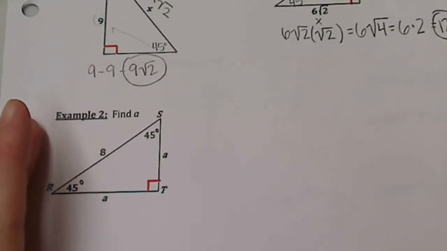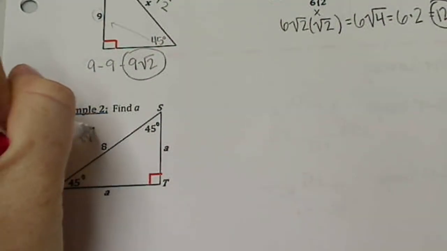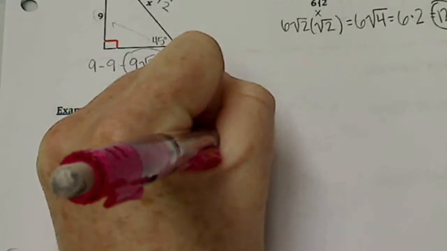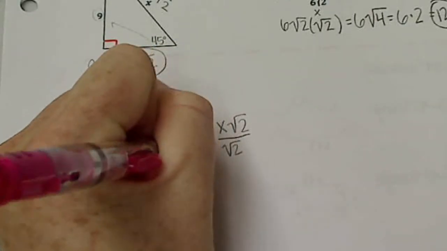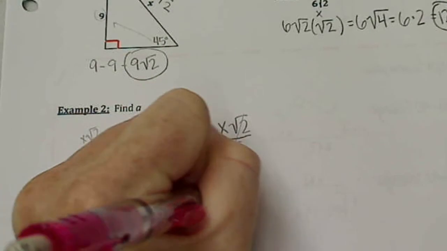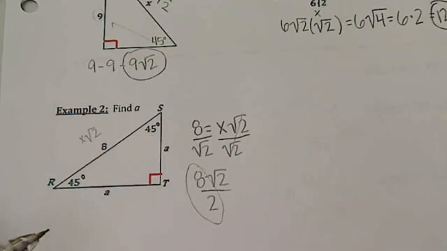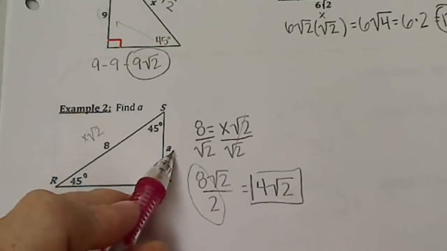Let's try number 2. I want to find A. So 8 is my x roots of 2, right? That's how long it is. A is my x. So if 8 equals x roots of 2, you need to figure out what x is. So let's do some algebra. Divide by square root of 2. I cannot leave a radical in the denominator, so I'm going to multiply by square root of 2 over 2, which simplifies to that. Now, yes, it's tempting to leave it like that, but you need to simplify it. 8 over 2 can simplify. That becomes 4 roots of 2. That's how long my side lengths here are.